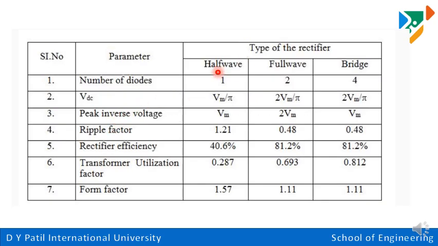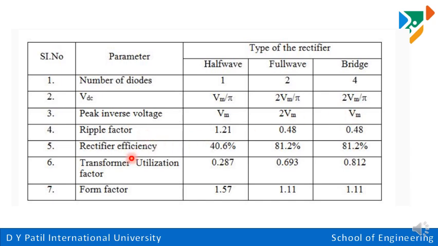So if we compare all three types of rectifier, that is half wave, full wave and bridge, see, the number of diodes used in half wave is 1, in full wave 2, and in bridge it is 4. Then VDC for half wave is Vm by pi, and 2 Vm by pi for full wave and bridge. Peak inverse voltage is Vm for half wave. In full wave, because it is a center tap, we will get Vm plus Vm, 2 Vm. And in the bridge configuration, again we will get the peak inverse voltage as Vm.